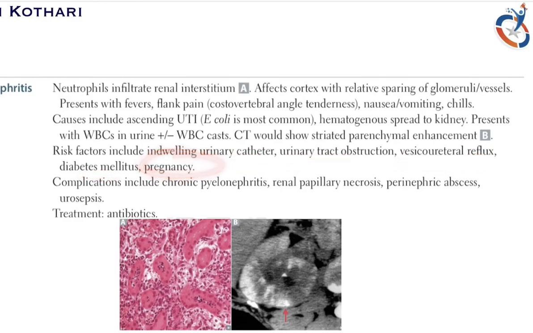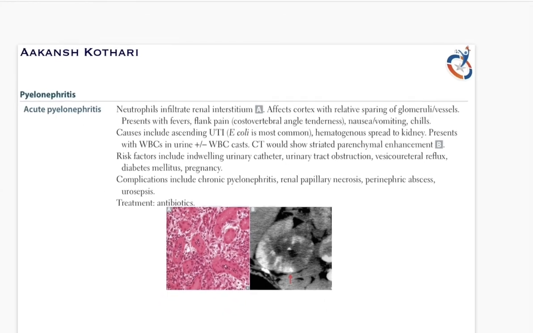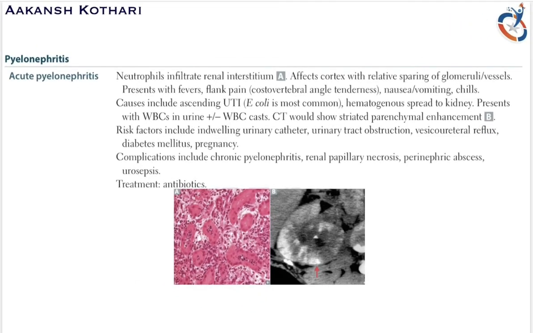Pregnancy is often associated with acute pyelonephritis. The major complications include chronic pyelonephritis, renal papillary necrosis, and perinephric abscess or urosepsis. Now, since it is caused by a bacterial infection, the major treatment includes antibiotics. Now, when acute pyelonephritis occurs multiple times and there is a recurrent episode which is untreated, it can lead to something called chronic pyelonephritis.